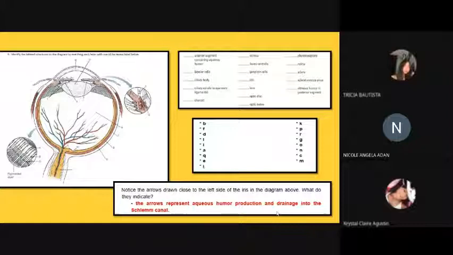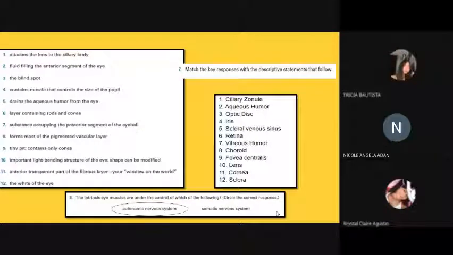Notice the arrows drawn close to the left side of the iris in the diagram above. What do they indicate? The arrows represent aqueous humor production and drainage into the canal of Schlemm. Moving on, match the key responses with the descriptive statements that follow. Number one, attaches the lens to the ciliary body. Our key is ciliary zonule.